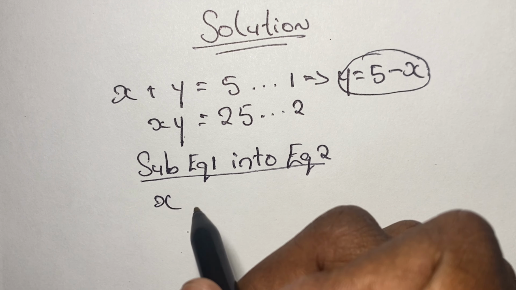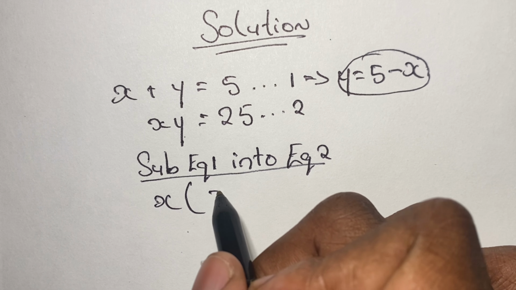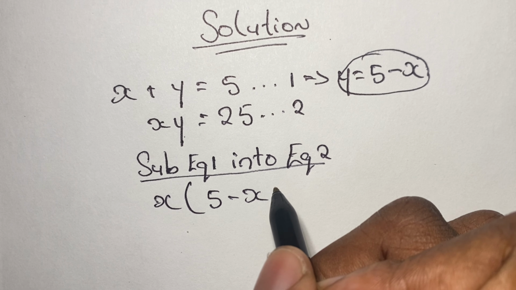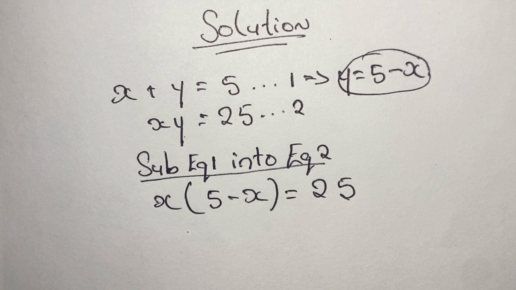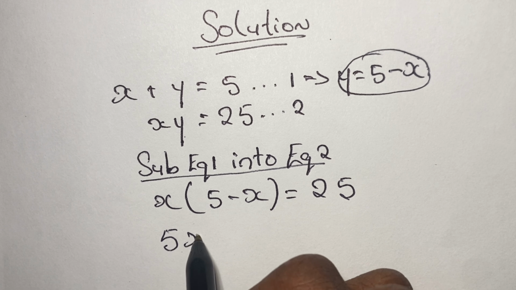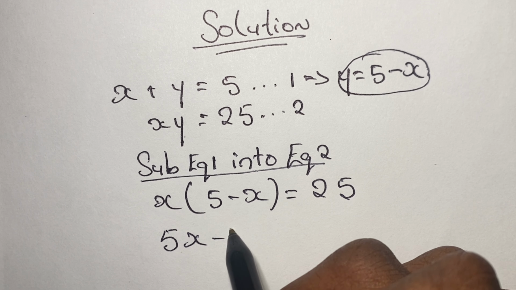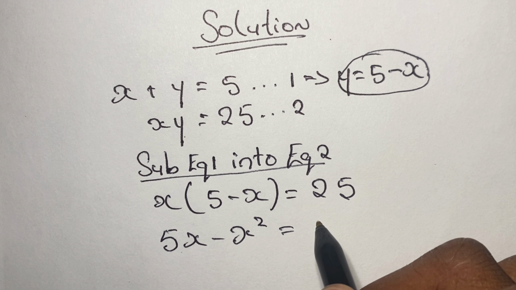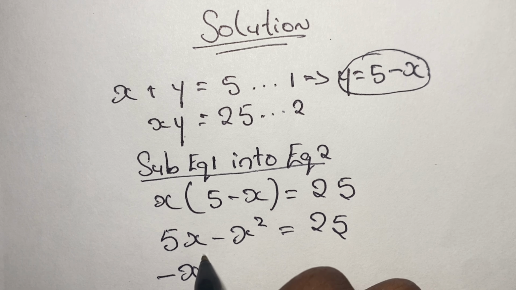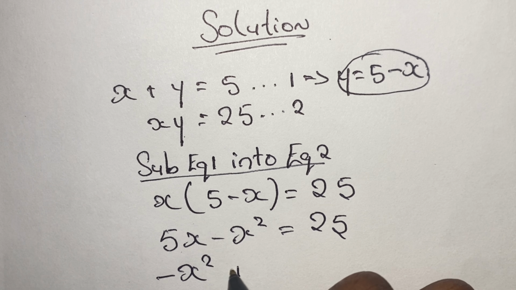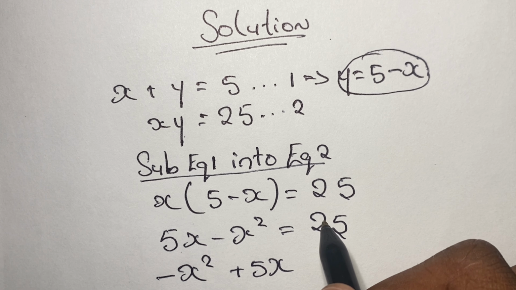So then we will now have x times the value of y, which is 5 minus x, and then we have that equal to 25. And now from here we expand our brackets by saying x times 5 gives us 5x and x times negative x gives us negative x squared. We have that equal to 25. And then now from here we can refactor our equation having our x squared at the front. So we'll have negative x squared plus 5x equals 25.